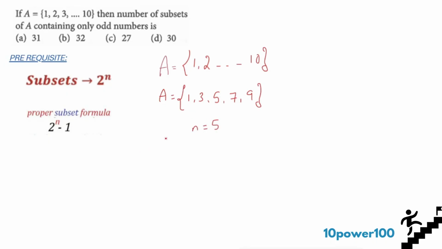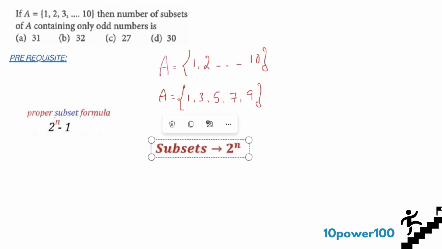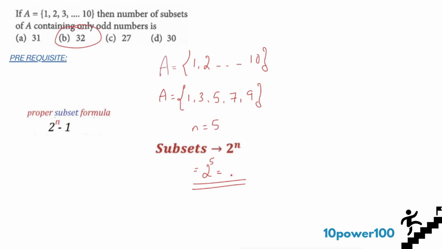Now subsets is equal to, let us use this formula, 2 power n. The n value we also got: n value is 5. Now if you substitute, 2 power 5 is equal to what? You calculate and that will be the right answer. Yes, so it is option B, 32 is the right answer, children. 2 power 5 is 32. I hope you all understood this.